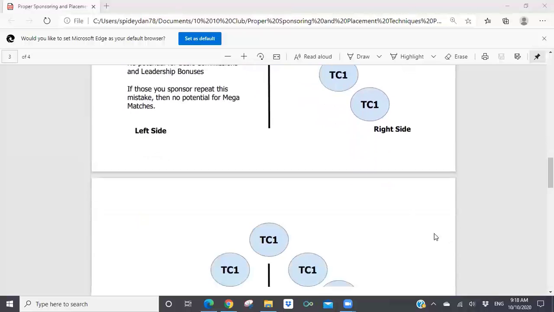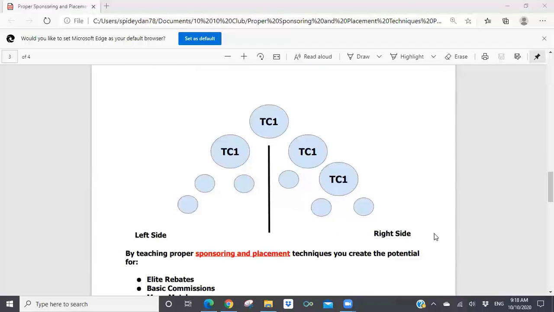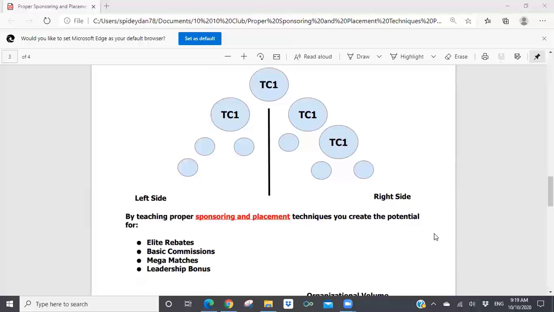So the key is proper sponsoring and placement, where you're placing people on both your left and right hand sides of your organization. And if you teach proper sponsoring and placement techniques for yourself and to all your active distributors, then you create the potential for maximizing elite rebates, maximizing basic commissions, maximizing mega matches, and maximizing leadership bonuses.